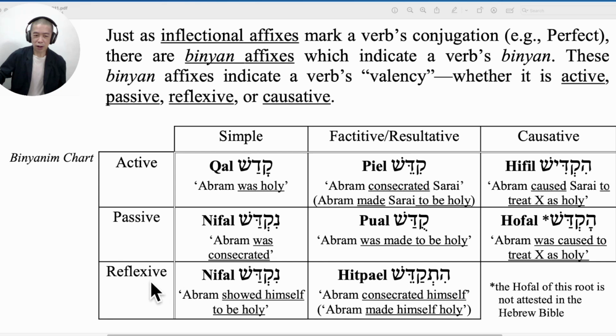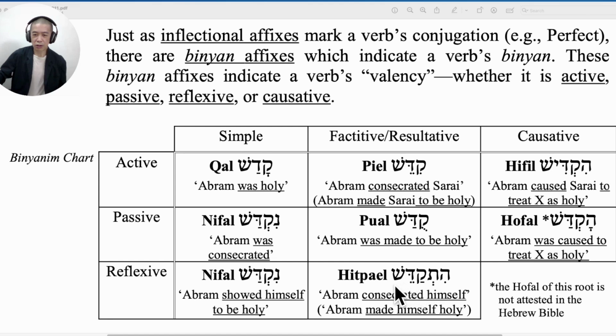And there are, of course, reflexive verbs indicated by Nifal forms. So Abraham showed himself to be holy. Niqdash. And for Hitpael, is the corresponding reflexive form, meaning Abraham consecrated himself or Abraham made himself holy. It's indicated by a hey with a hirik, as well as a taf with a shva in front of a verb. So this Hitpael form is pronounced as Hitqadesh.